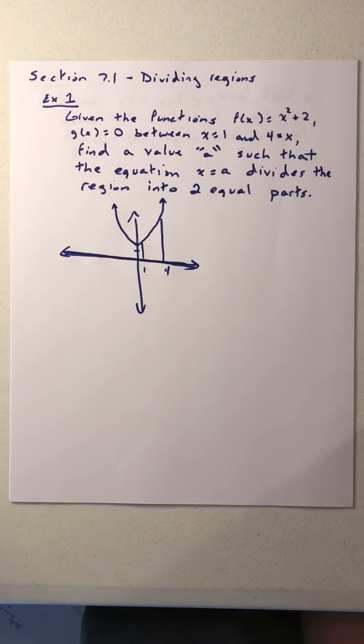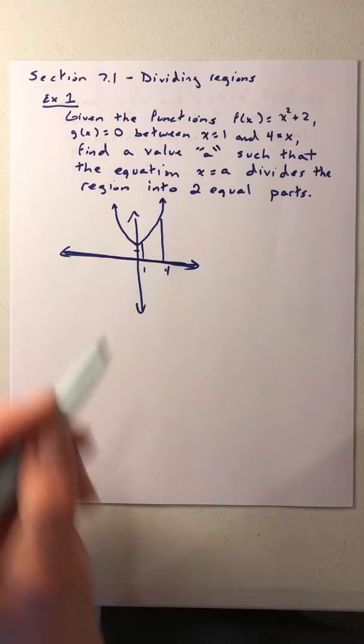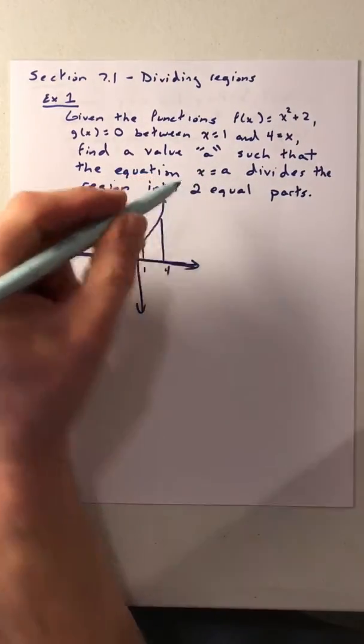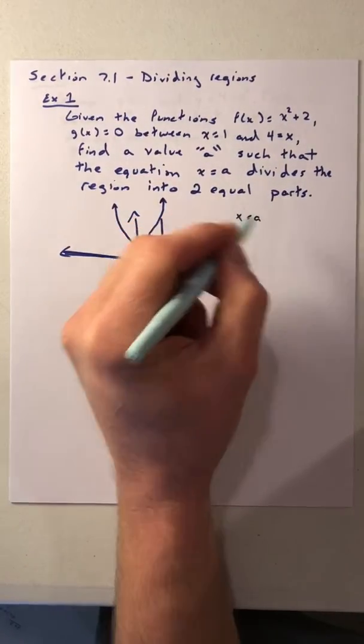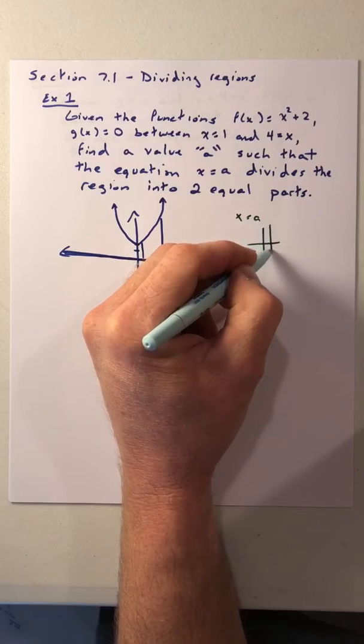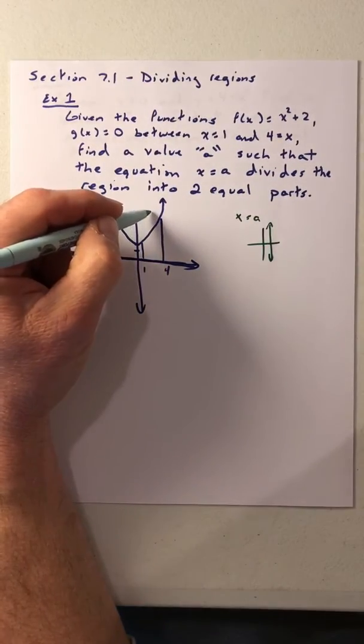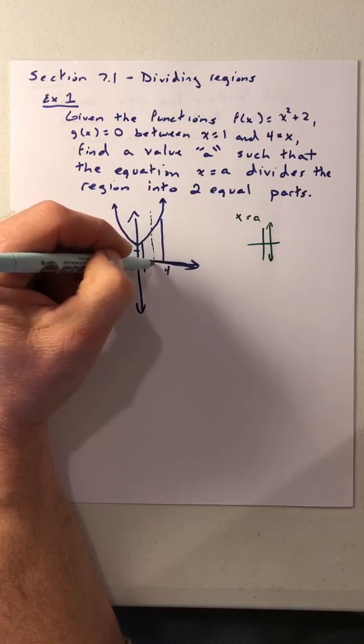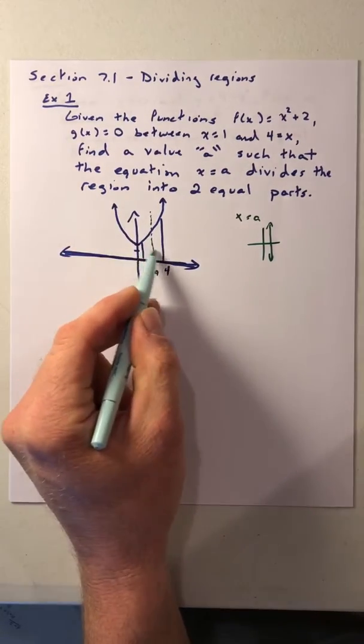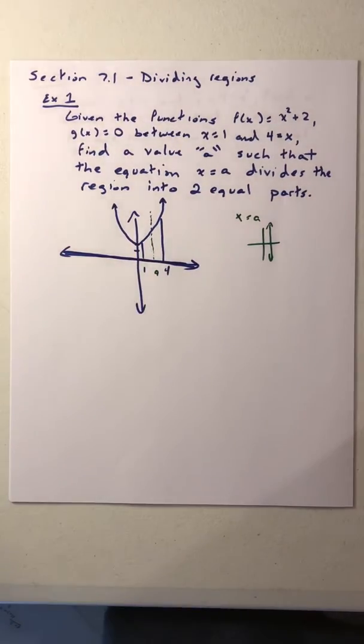And it tells us that it wants to find some value a, such that the equation x equals a divides the region into 2 equal parts. Well, x equals a is going to be a vertical line. So I want to draw in a vertical line through here somewhere so that these two regions are going to be equal to each other. Well, how do I do that?